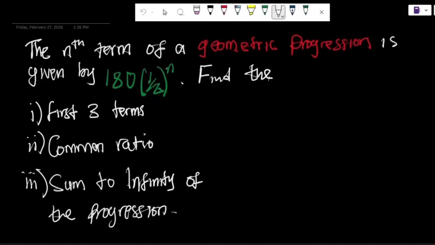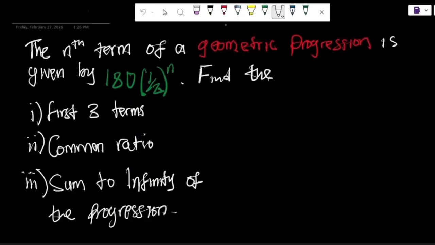The nth term of a geometric progression is given by 180 (1/2)^n. Find the first three terms and the common ratio as well as the sum to infinity of the progression. So how do you deal with this particular problem?